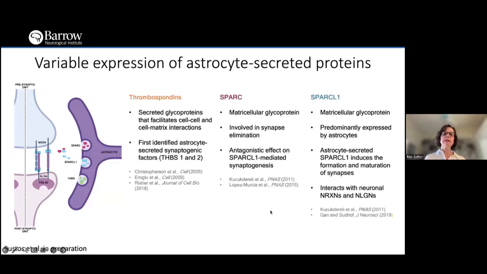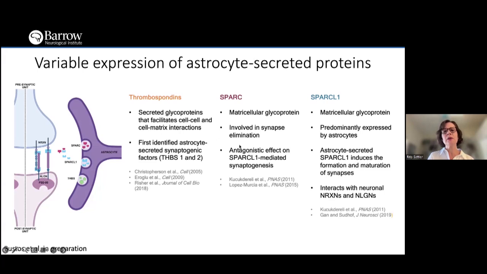So now let's look at these secreted proteins and the secretome of astrocytes, proteins that have been known to be involved in synaptic strength. They are the thrombospondins. Again, this is a glycoprotein that's supposed to facilitate cell-to-cell and cell-to-matrix interactions. There is SPARC, which is also a glycoprotein that has been shown to be involved in synapse elimination.